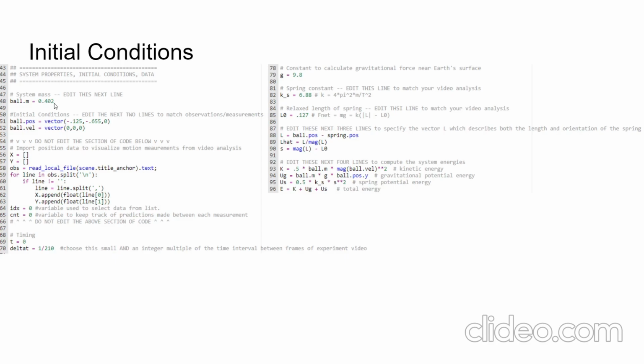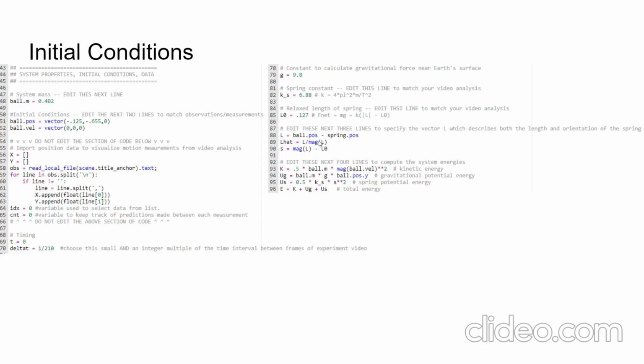The initial position of the spring mass system was negative 0.125, negative 0.655. And then we also have the gravitational constant and the spring constant, 6.88, which we got from calculating it using the formula k equals 4 pi squared times m over T squared. Our relaxed length of the spring is 0.127, which we got from the equation mg is equal to k times (L minus L naught). For the equation of L, we used ball position minus spring position.